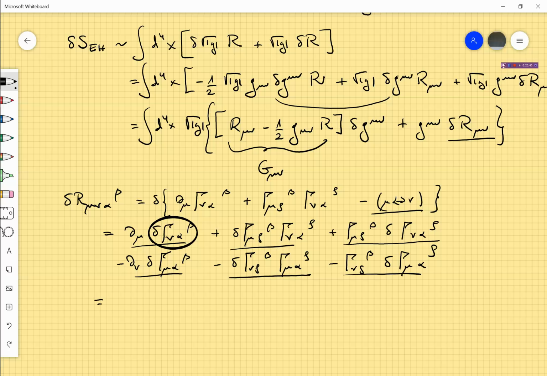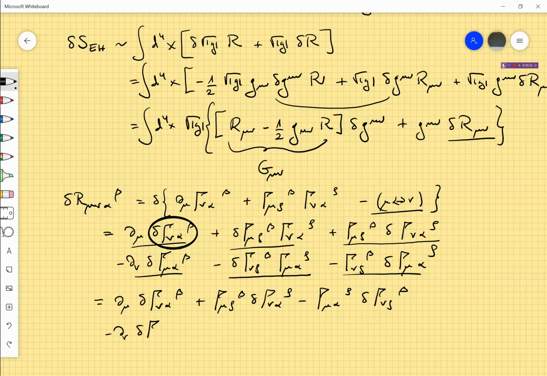Let me put this in order. What I get is alpha beta, and then I set this term plus gamma mu rho beta delta gamma nu alpha rho minus gamma mu alpha rho delta gamma nu rho beta, and here terms that I find by interchanging mu and nu, alpha beta minus gamma nu rho beta delta gamma mu alpha rho plus gamma nu alpha beta delta gamma mu rho beta.